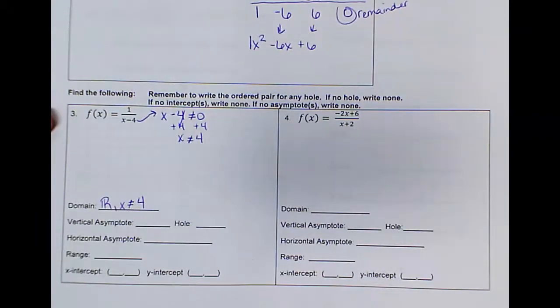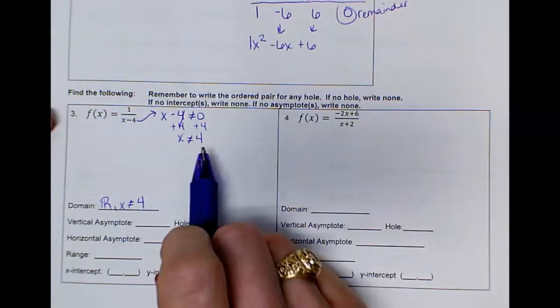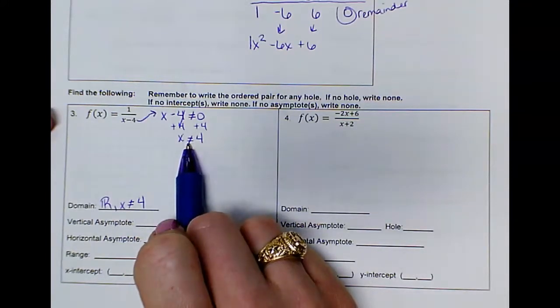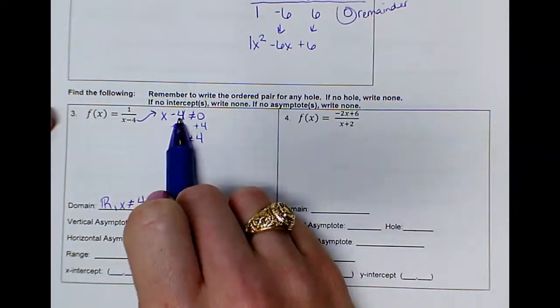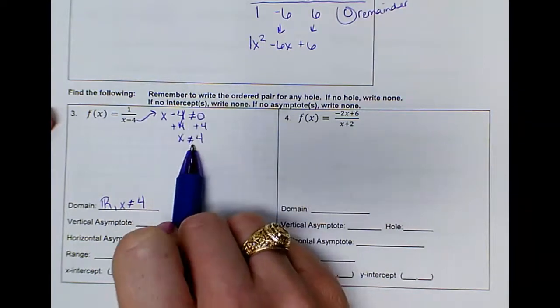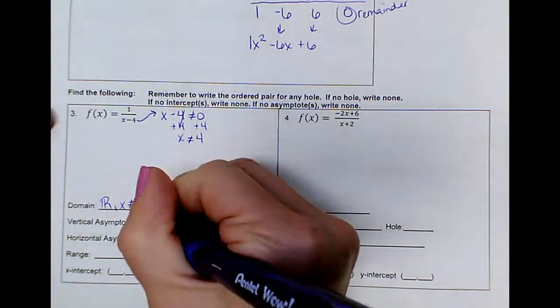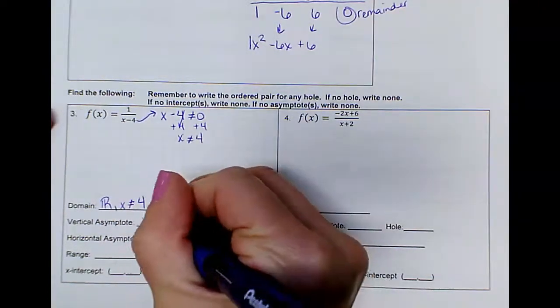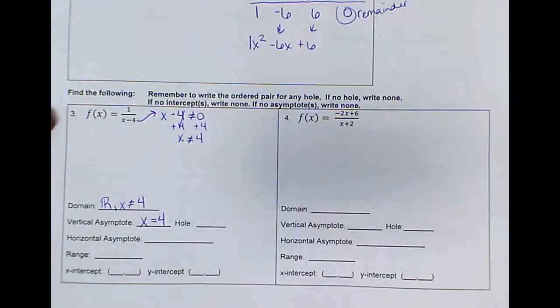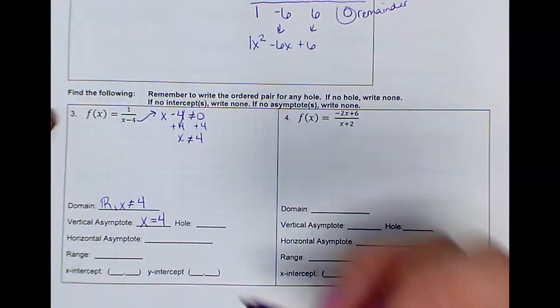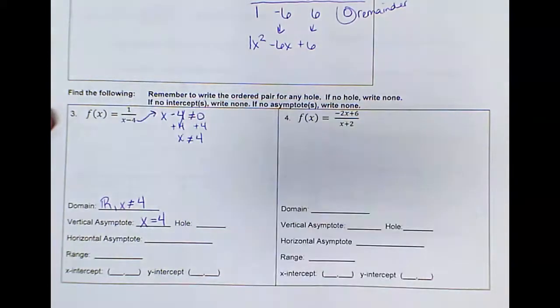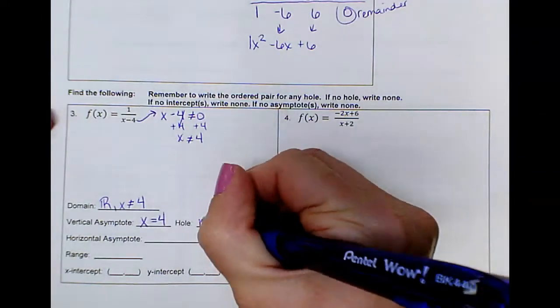Well, it turns out that x cannot equal 4 in the domain because there is a vertical asymptote at x equals 4. If you remember from our asymptote notes, you set the denominator equal to 0, you solve, and that's where the vertical asymptote is. So that's why it's taken out of the domain. Now, for holes, we're looking for common factors on top and bottom that cancel out. There was no factoring to do here and no canceling to do, so for holes we're going to write none.